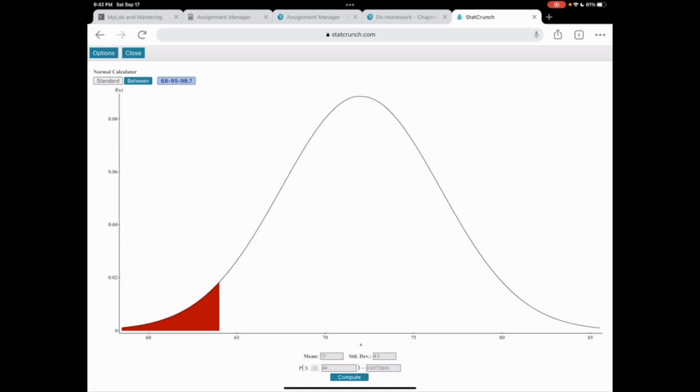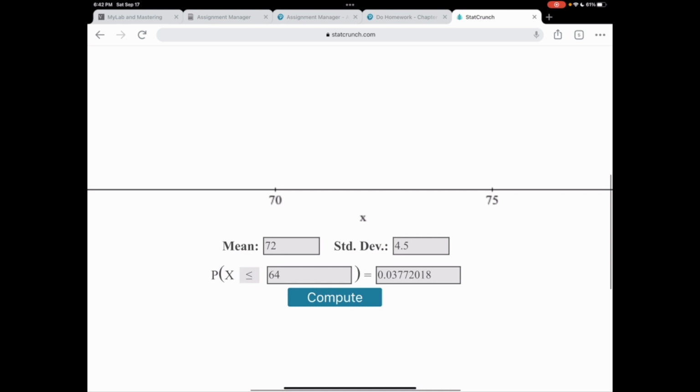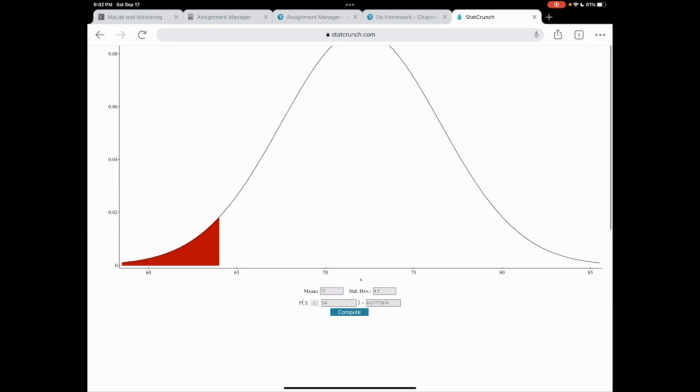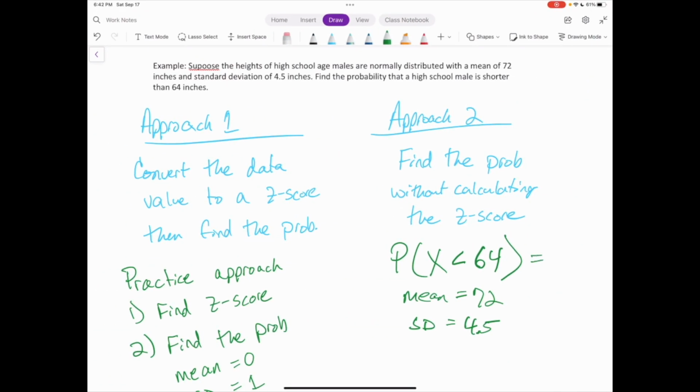And there we go. All right, so to 3 decimal places, it's 0.038. So if we go back here, our answer is 0.038. So what's the probability? The probability is that there is a 3.8% chance that a high school male is shorter than 64 inches.